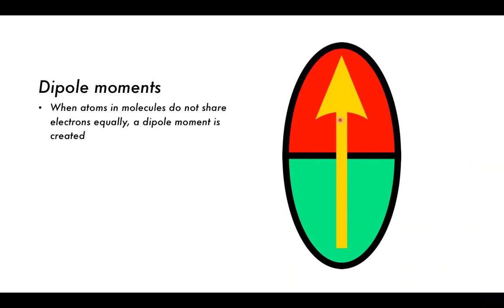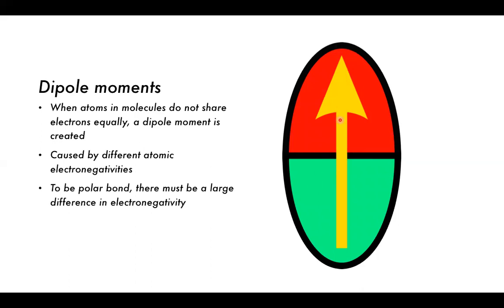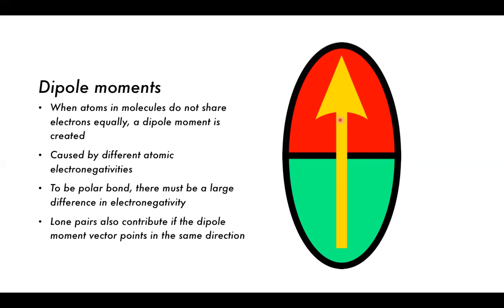When atoms and molecules do not share electrons equally, a dipole moment is created. And this is caused by different atomic electronegativities. To be a polar bond, there must be a large difference in electronegativity, and lone pairs also contribute if the dipole moment vector points in the same direction.